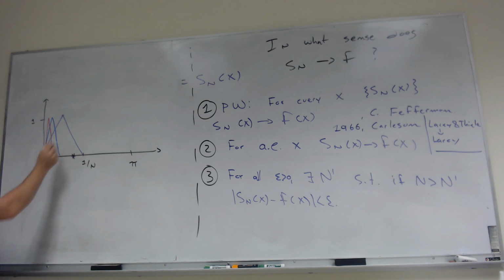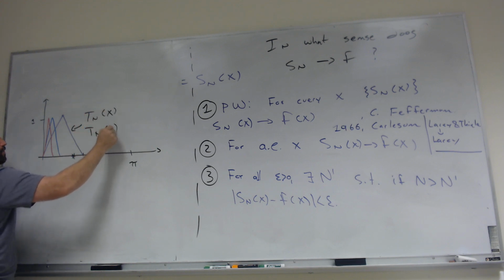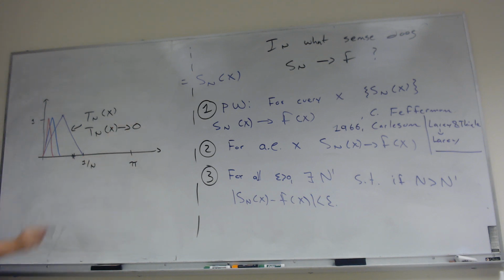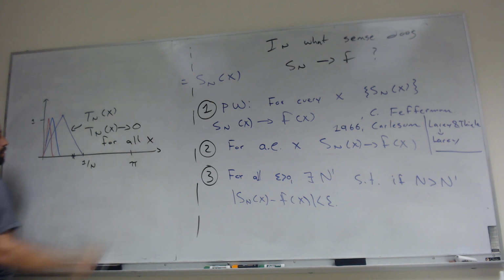So this converges, I'll call it t sub n of x for triangle. So t sub n of x converges to 0 for all x.